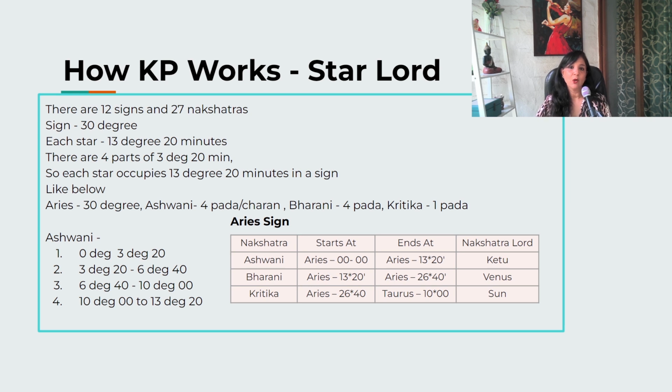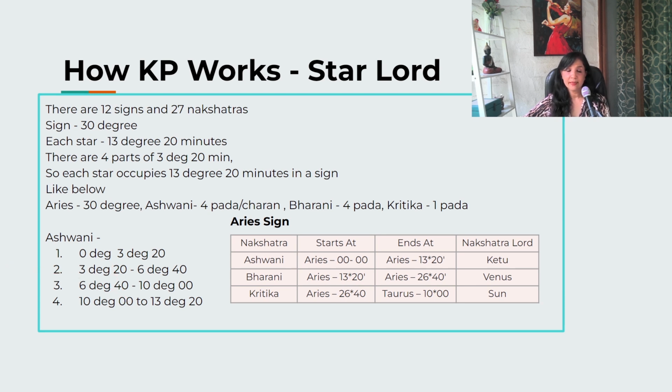While analyzing a horoscope, you have to understand that in a horoscope, each sign is of 30 degrees. A star is of 13 degrees 20 minutes. And each star has 4 padas or charan, each of 3 degrees 20 minutes. Okay? So 4 charan or padas, each pada will be of 3 degrees 20 minutes. That comes to 13 degrees 20 minutes. So one star is of 13 degrees 20 minutes.